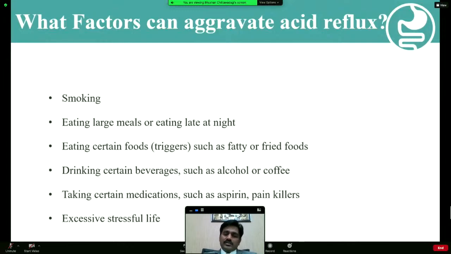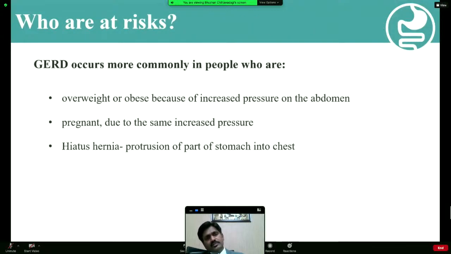And whenever you are stressed, you might have noticed yourself that those reflux episodes seem to be more pronounced.